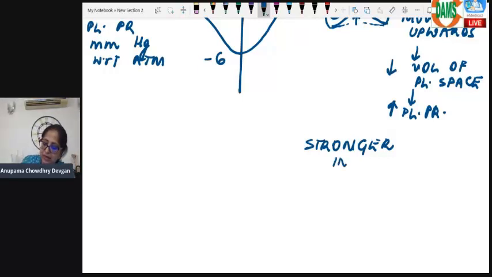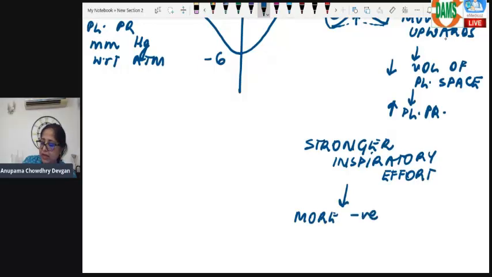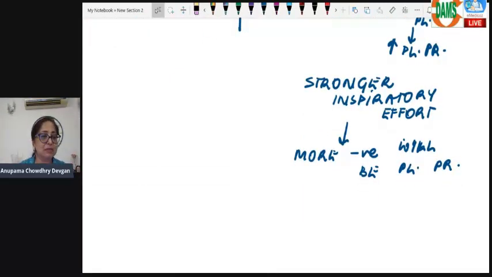Okay. The stronger the inspiratory effort, the more negative will be the pleural pressure. With a stronger inspiratory effort, there is a larger increase in pleural volume, and the pleural pressure will be more negative. The stronger the inspiratory effort, the more accessory muscles of inspiration you will use. When you do a stronger inspiratory effort, you will use your accessory muscles. The major muscle of tidal breathing is the diaphragm. The more the volume of the pleural space increases, the more the pressure will reduce.